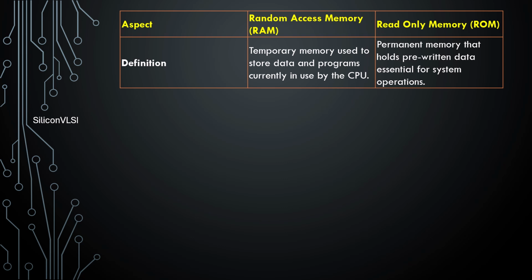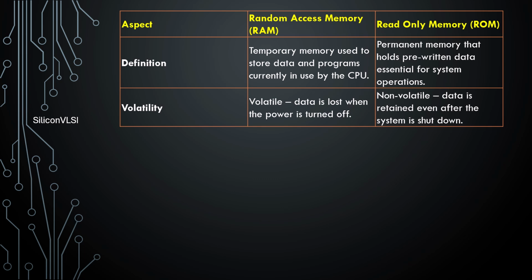The definition of RAM is temporary memory used to store data and programs currently in use by the CPU. While the definition of ROM is permanent memory that holds the pre-written data essential for the system operation.